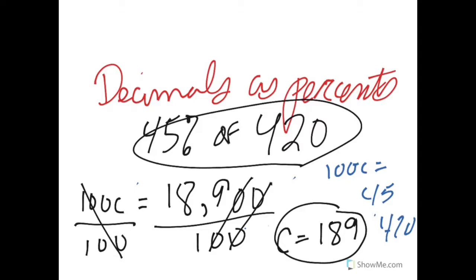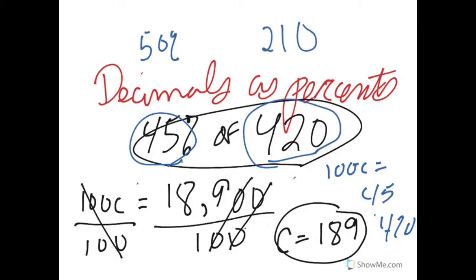How do we know if that's accurate? Well, we did the math, so we're pretty sure it's accurate. But if we wanted to do a quick double check, 45% is almost half. It's almost 50%. What would be 50% of 420? Well, half of 42 would give me 21, bring the 0. So half of 420 would be 210. 45% is a little bit less than half. 189 is a little bit less than 210, but it's very close. So we can be pretty sure that we have a good answer because it's very close to our estimate.